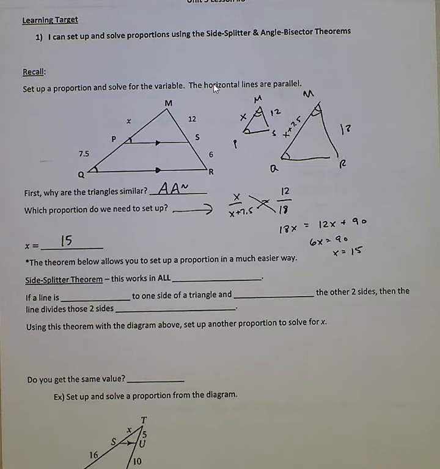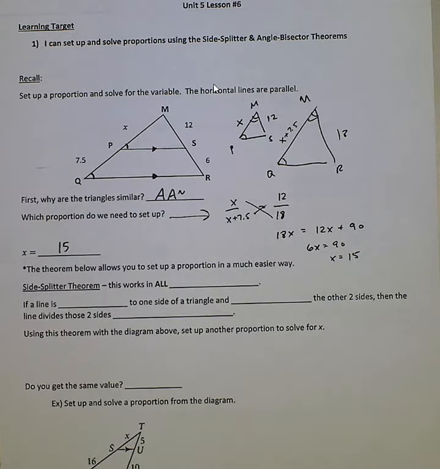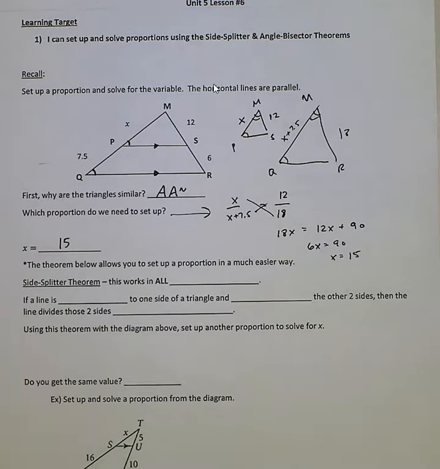All right. Now that's how we set it up using similar triangles. Notice triangle MPS is similar to triangle MQR. We use the corresponding sides, we set up a proportion, we solve the proportion for x. Alright, the theorem below allows us to set up a proportion in a much easier way. This works in all triangles.